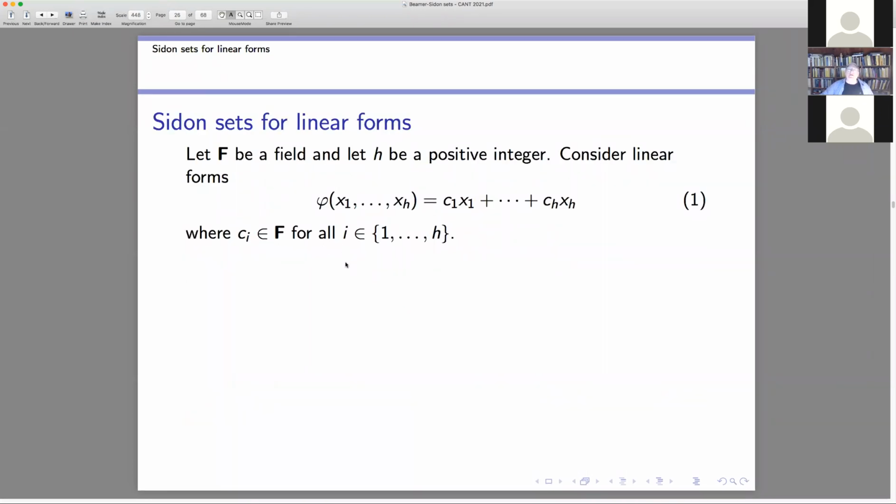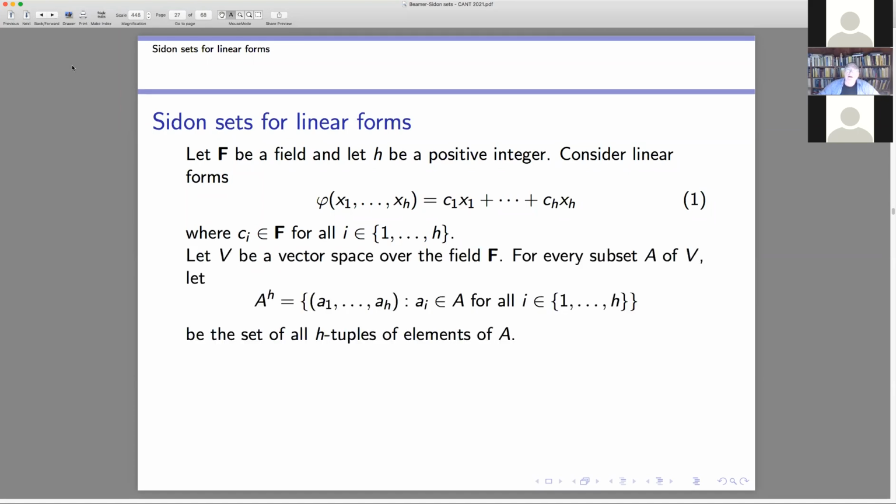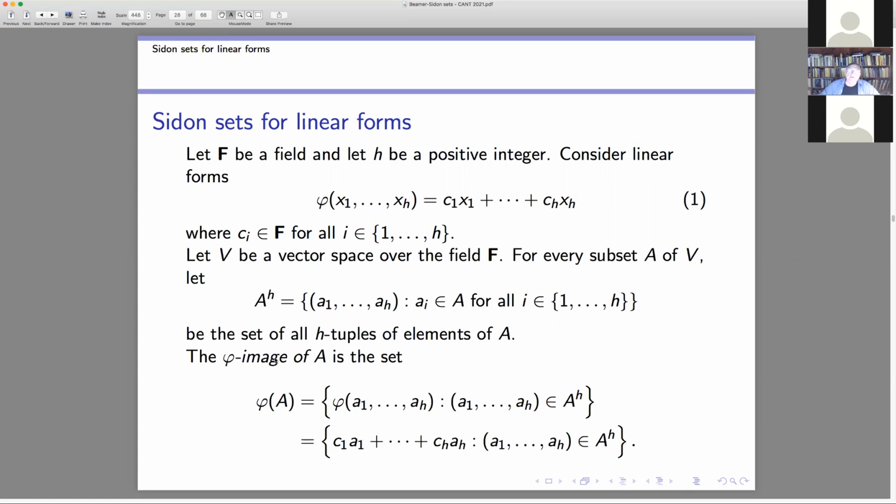What about Sidon sets for linear forms in general? So you take a field F. I don't want to restrict myself to the integers or even to rational numbers, just because the theorems have a kind of structural generality to them. So you have a field F, and you look at a linear form with coefficients in the field. You take a vector space over the field and a set A of vectors, and A to the H is the set of all H-tuples of your vectors, and the phi image of A just means all the vectors that can be represented as phi of A1 up to AH, where the A1 up to AH are elements of this set A.